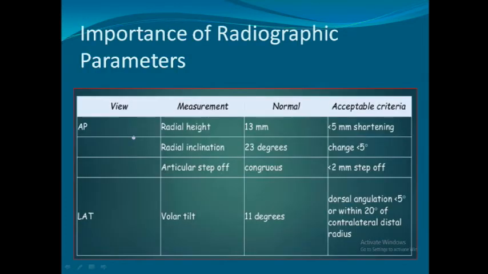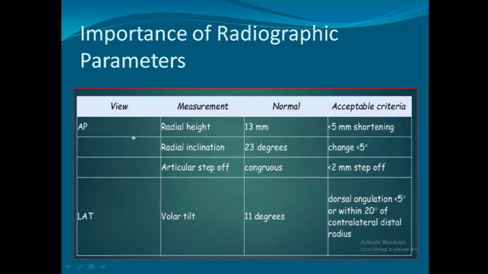So what is the importance of these radiographic parameters? Radial height, normal is 13 mm. Acceptable criteria: till there is 5 mm shortening we can accept this. If it is more than that, it is not acceptable. Radial inclination, normal is 23 degrees. A change within 5 degrees is accepted. If more than 5 degrees, it is not accepted, so we'll plan something else for that fracture.